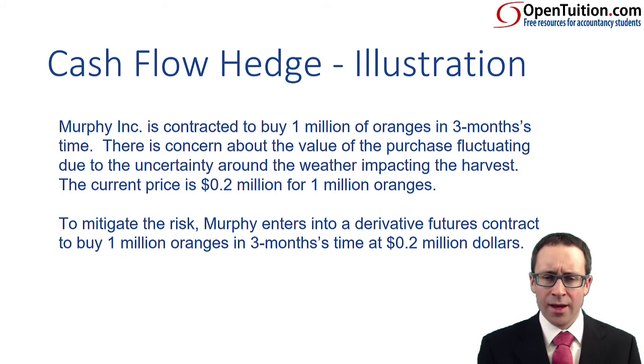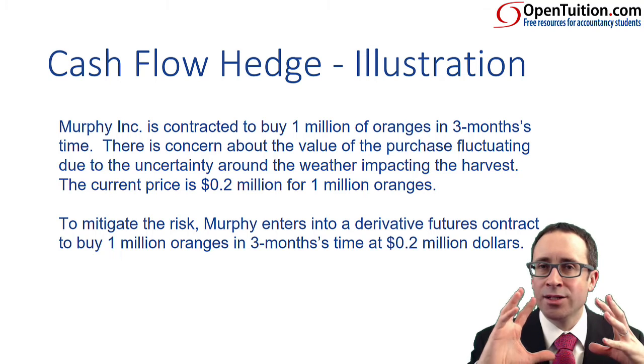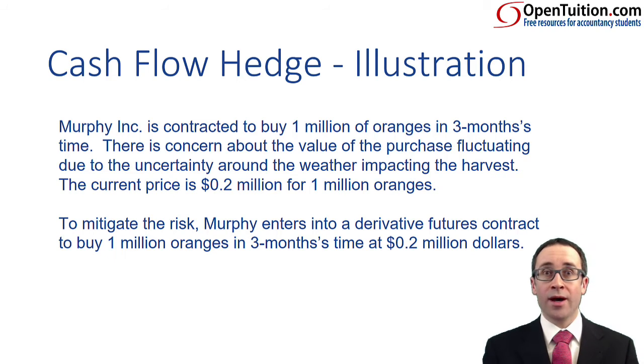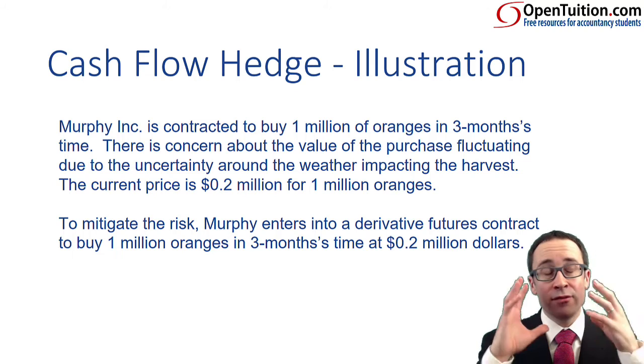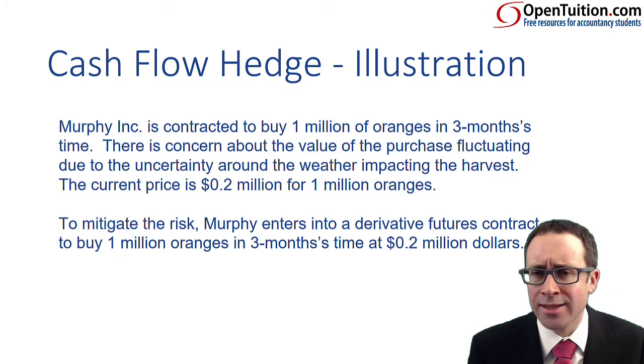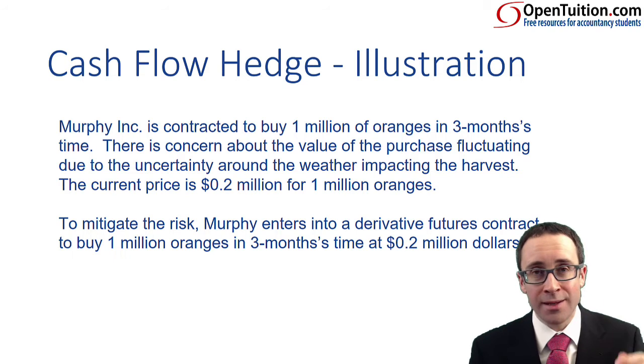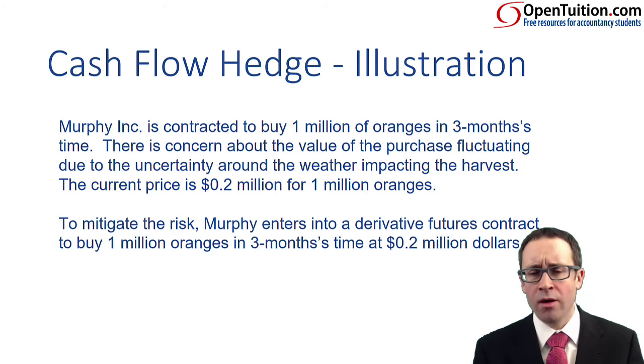Murphy buys 1 million of oranges in 3 months' time. We're worried about the value fluctuating. The fear is of a rise in price, isn't it? We would be worried about having to pay more for the oranges than what they're worth now. Currently, they're at $0.2 million, so we enter into a future. The future here is that we place a bet on our fear. So we have a fear of an increase in price, so we place a bet saying that the price will rise, and that will become clear why as we work through the example.